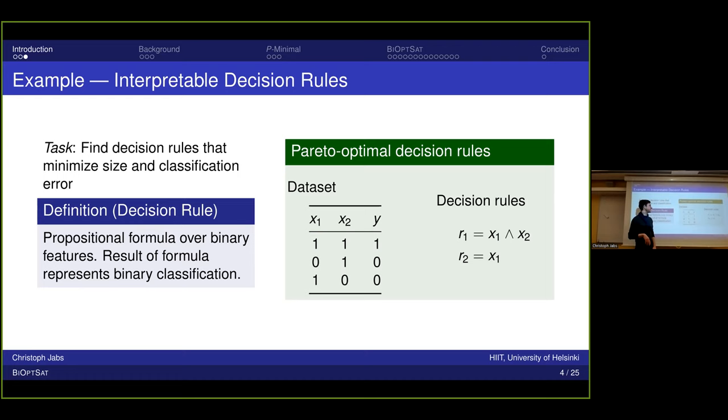Another classifier might be R2 here, which is just x1, which would correctly classify the first two samples, but incorrectly classify the third sample. So we have an accuracy of 66%.